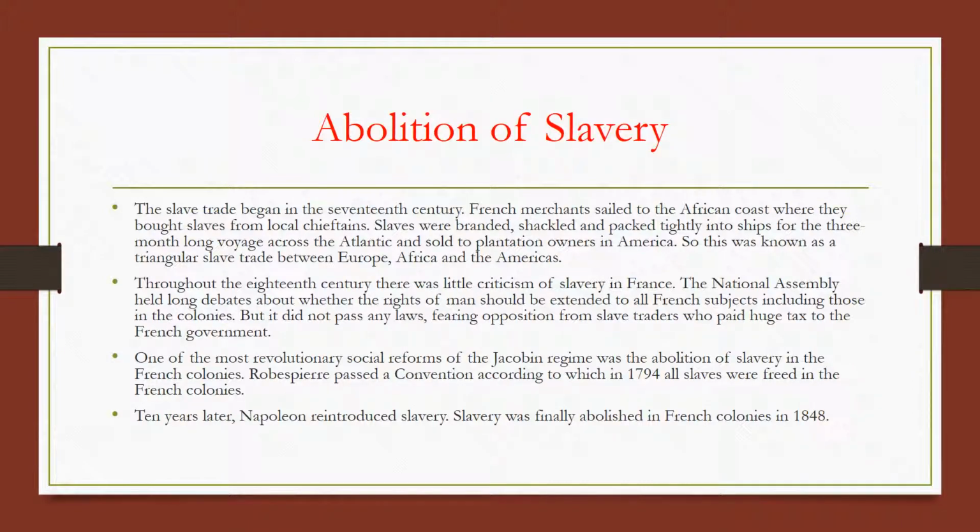One of the most revolutionary social reforms of the Jacobin regime was the abolition of slavery in the French colonies. Robespierre passed a convention according to which in 1794 all slaves were freed in the French colonies. Ten years later, Napoleon reintroduced slavery. Slavery was finally abolished in French colonies in 1848.